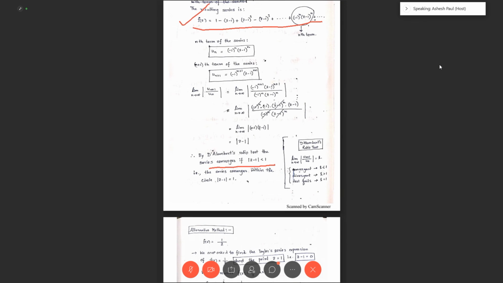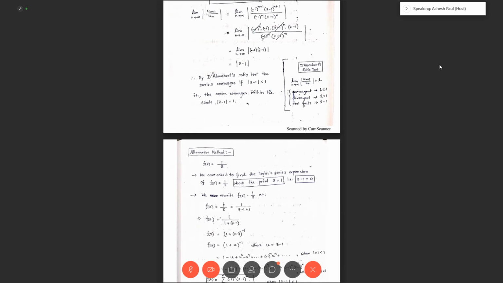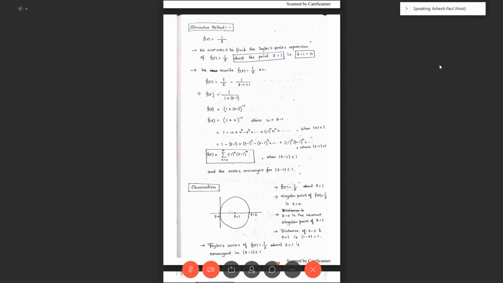But there is an alternative method for the same problem. This process is not so lengthy and is a little bit easier, I think. So let me explain the alternative way to find the Taylor's expansion of a given function, as well as the area of convergence of the Taylor series.